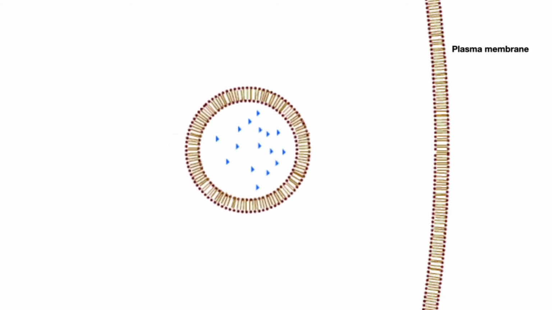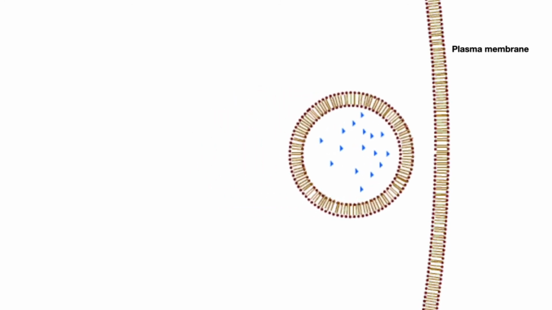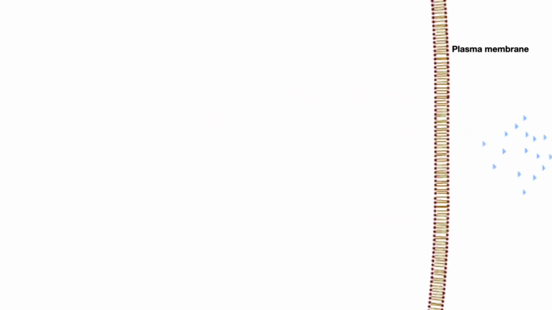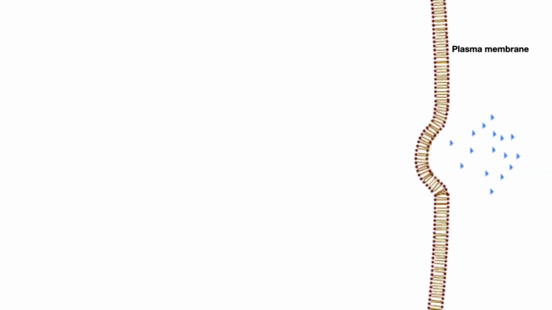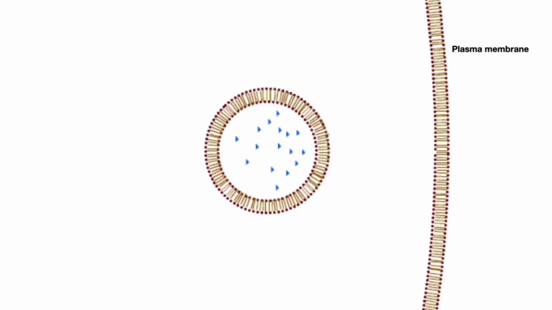Since the membrane of the vesicle is made up of the same phospholipids that make up the plasma membrane, it simply becomes part of the plasma membrane itself. Also, contents from outside the cell can be brought into the cell by forming vesicles from the plasma membrane.